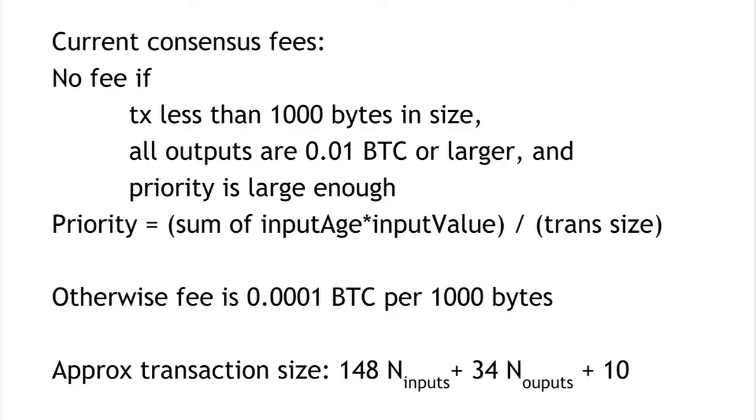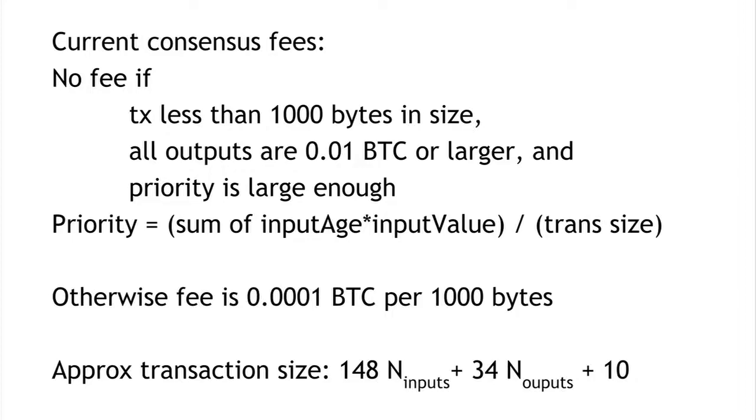The priority formula works like this. You look at all of the inputs to the transaction, and for each one you add up the product of the age of that input times the value of that input in Bitcoins. You add that up over all the inputs, then you divide by the transaction size. So if you meet these three requirements, then no fee will typically be charged, and your transaction will be relayed, and it will be recorded in the blockchain without a fee.